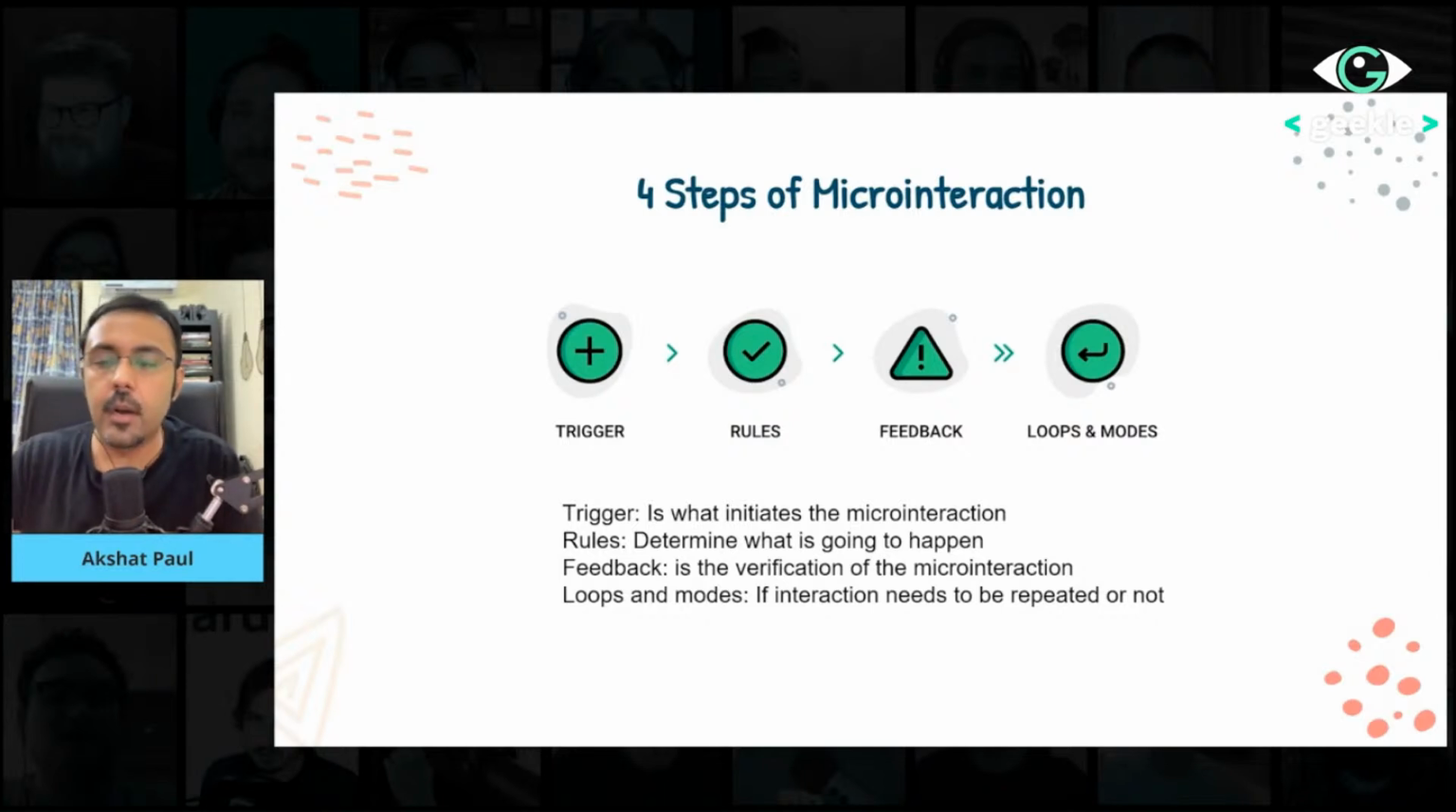Example, when we put our hand in front of the sensor, it recognizes that there is a hand or there is a movement or something like that. The third step is feedback, which is the verification of a micro interaction. Once the verification is accepted by the sensor and passed to the respective controller, the tap starts running, and then we can wash our hands. The final step is the loops or modes, which determines whether the micro interaction has to continue or it has to stop.